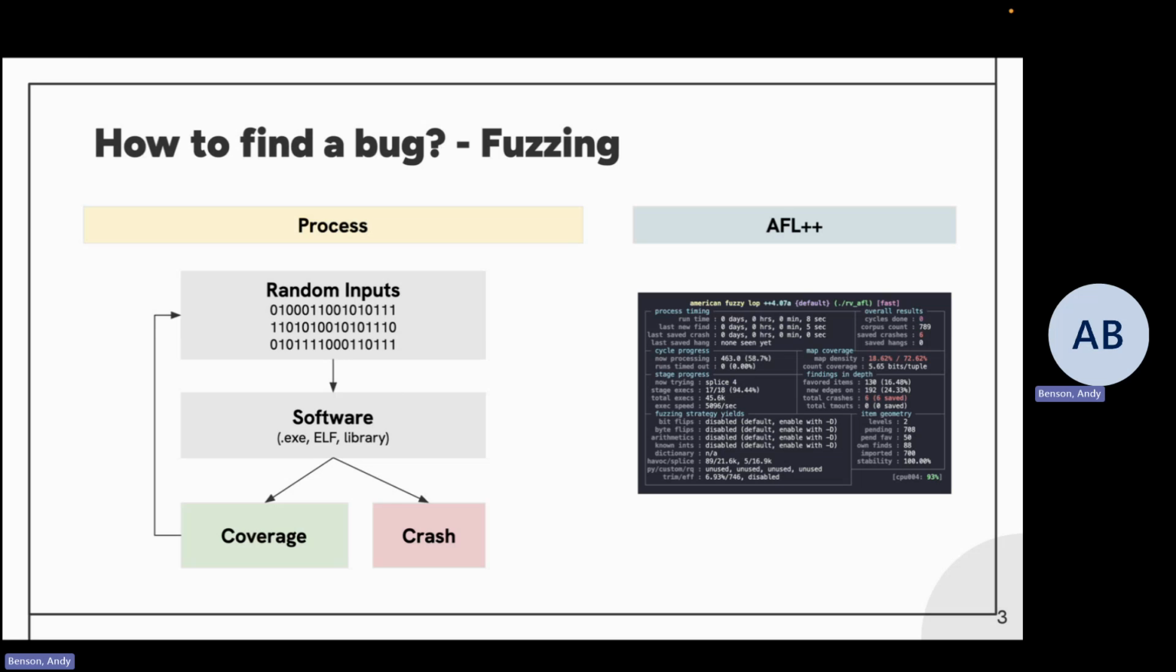The picture on the right is a screenshot of AFL++ running. This shows a variety of information about the execs per second, or how fast it is executing a program, the coverage metrics as percentages, and the number of interesting inputs.